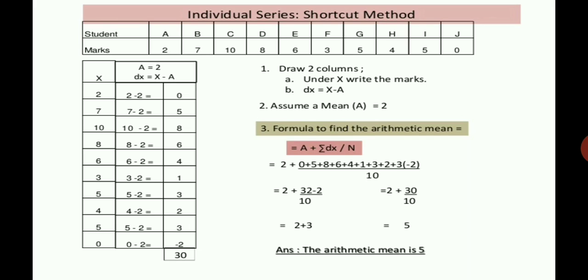So you can calculate this average by the direct method or by the shortcut method. The result is the same. There is no difference in both methods. The difference is that we have to take the assumed mean in the shortcut method, whereas in the other method, which is the direct method, the formula used is x bar is equal to summation x upon n.